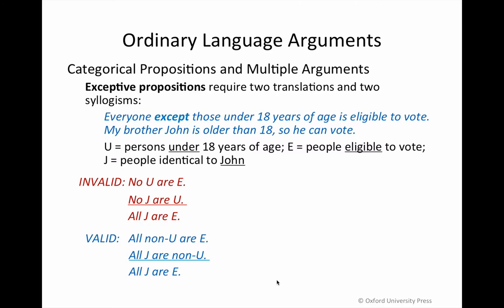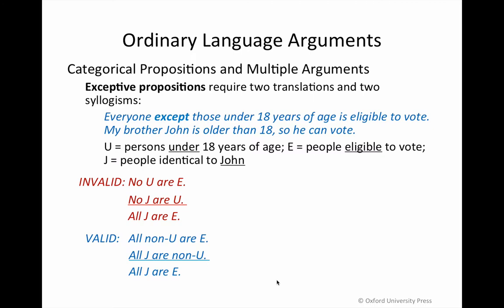Notice what we get in the first proposition, the major premise of each argument. No U are E, and all non-U are E. The second premise is: my brother John is older than age 18. In other words, all persons identical to my brother John are non-U. So, all people identical to my brother John are eligible to vote.